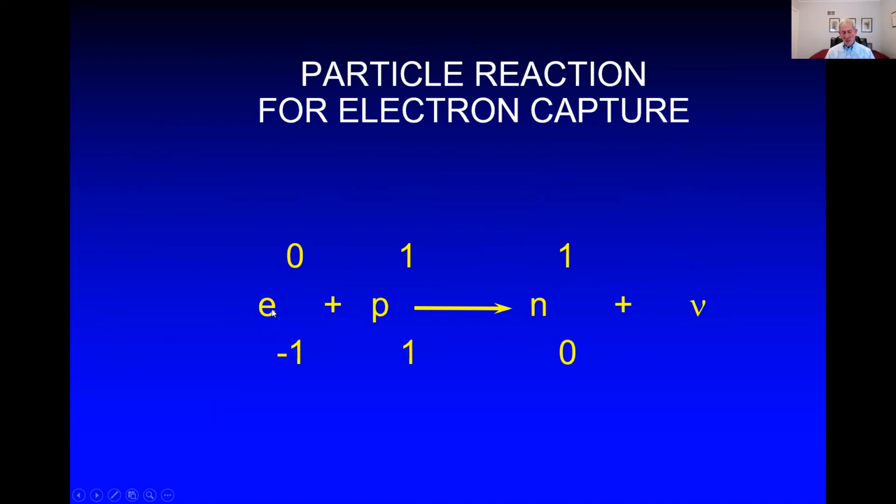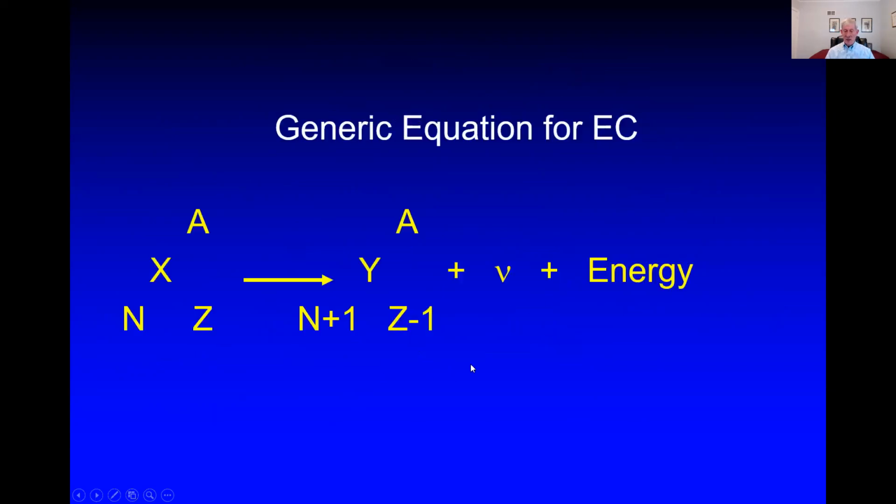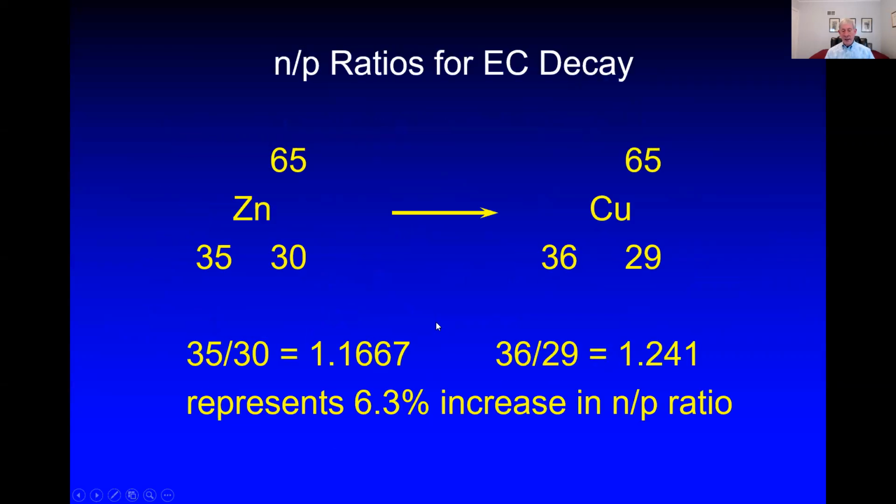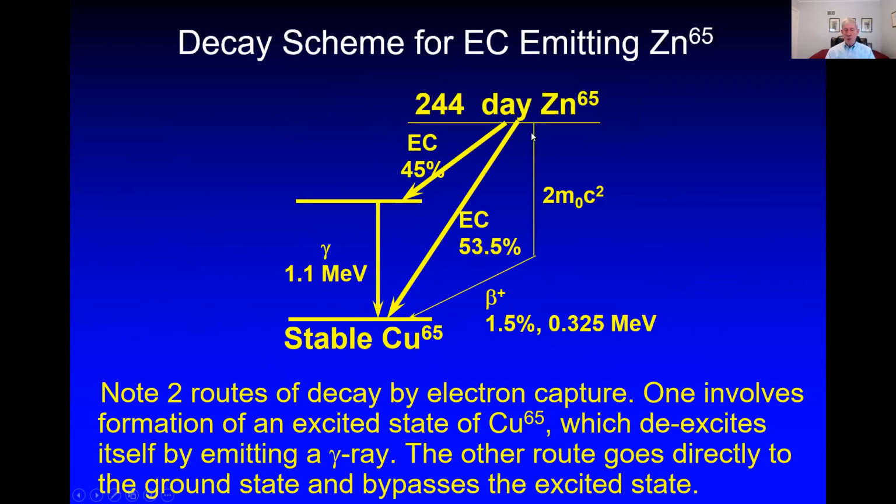Here's your equation. This electron is captured by this proton, forms a neutron. And so this is a completely balanced equation all over the place. And so the NP ratio is going to go up. And here's a generic equation for EC, really the same as positron decay. This went from N over Z to N plus 1 over Z minus 1, just like positron decay did. And so we're now looking at these 2 bolded lines. And this one, zinc goes straight to the ground state and gives off no gammas, 53% of the time.